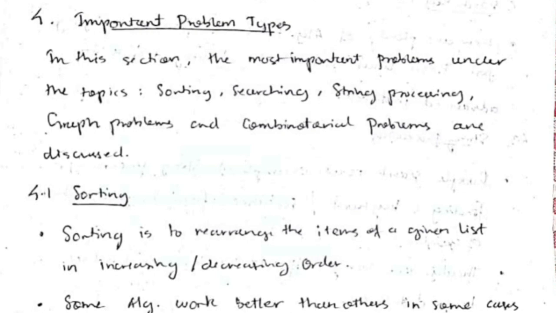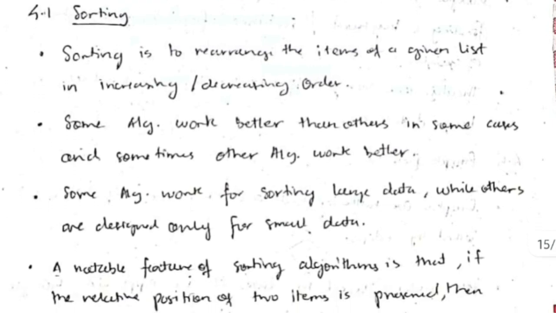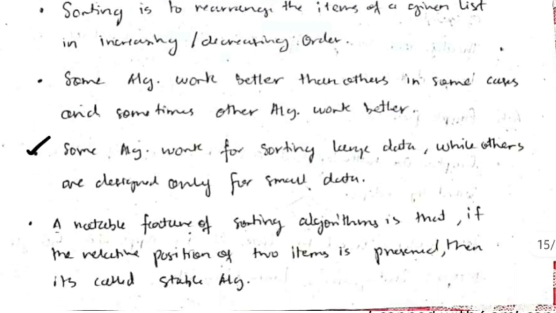Under the topic of important problem types, we will be discussing the problems of sorting, searching, string processing, graph problems, and combinatorial problems, with one example each. So for sorting, what is mainly sorting? We are rearranging the elements in increasing or decreasing order. To choose the algorithm which works best, it depends on the database. If it's a smaller database, some algorithms work better, and some algorithms work better for larger data.